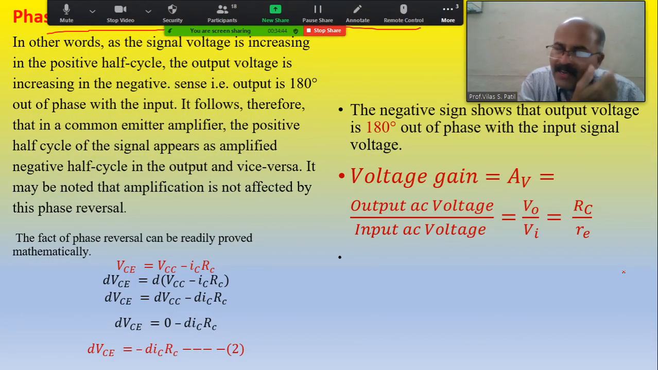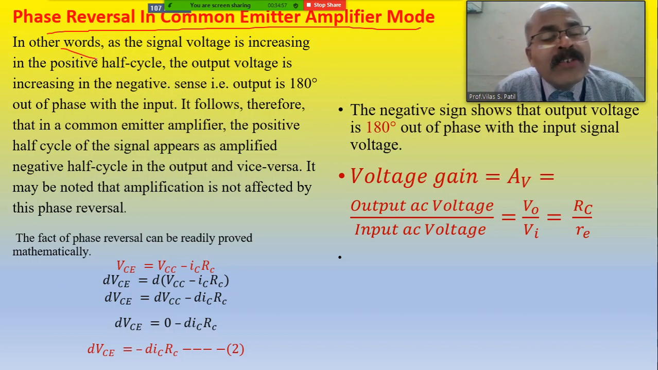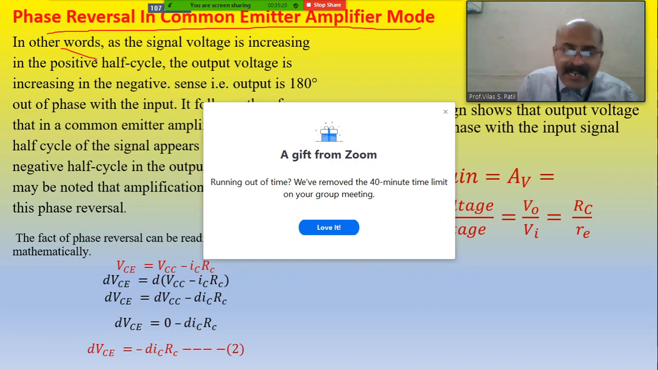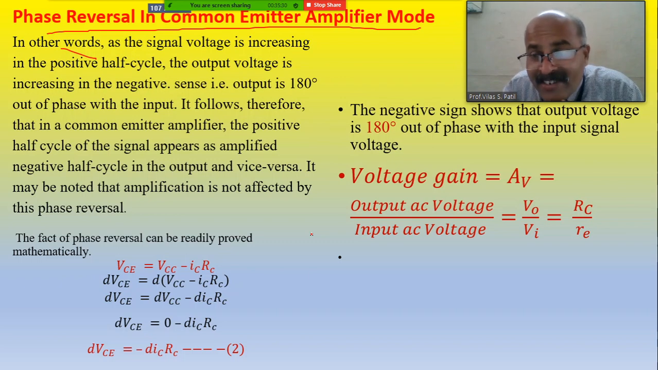See in the slide what is written. Here it is written that, in other words, as the signal voltage is increasing in the positive half cycle, the output voltage is increasing in the negative sense. That is, the output is out of phase with the input, or a 180-degree phase shift is produced between input and output. This is the statement, and we have to verify it by taking the support of mathematics. Okay, we are going to take the support of mathematics here.